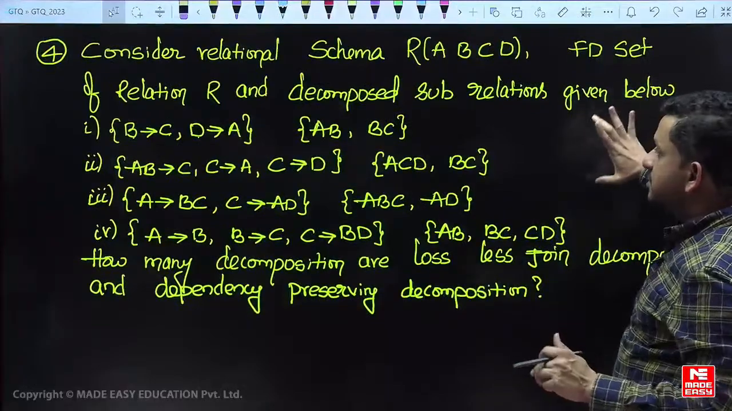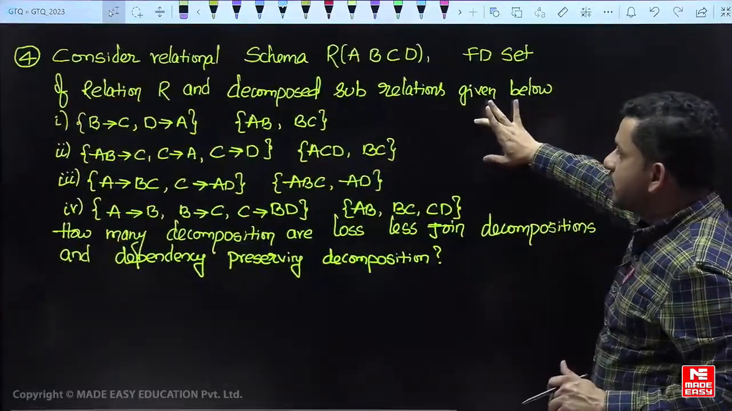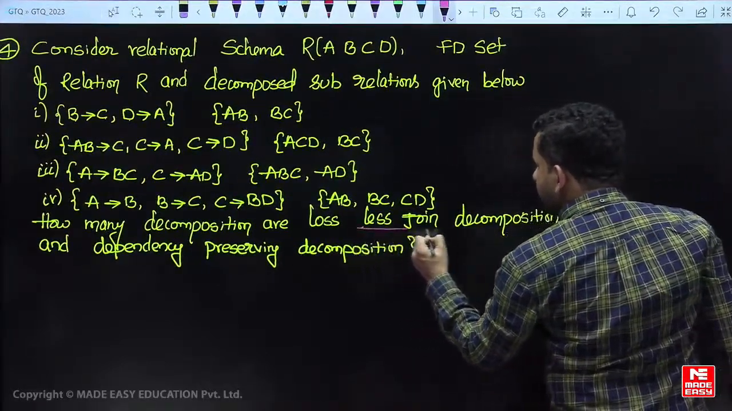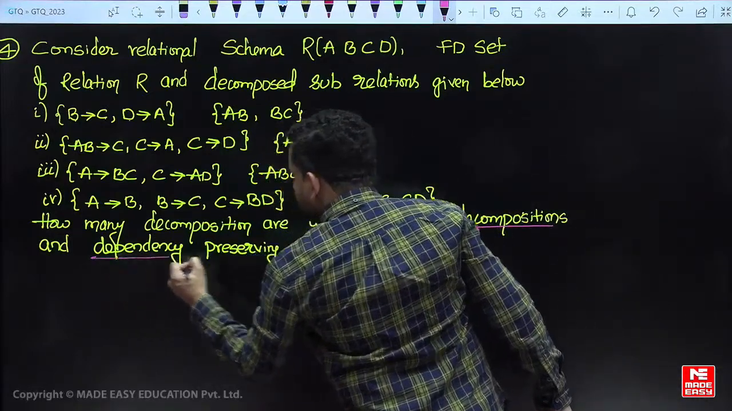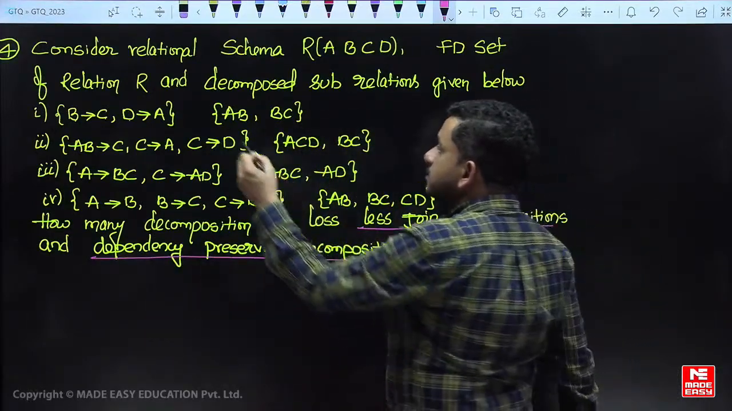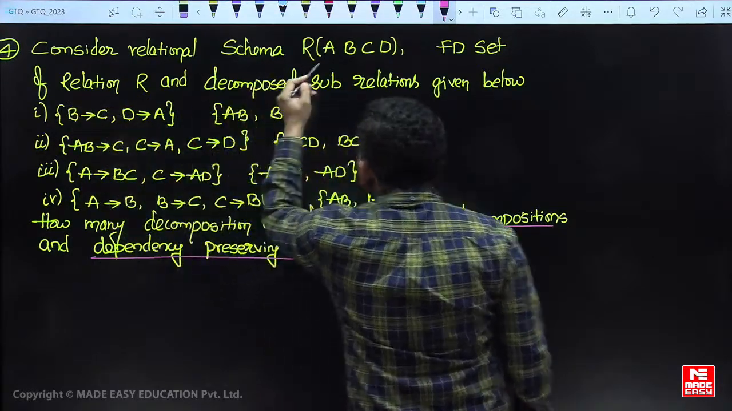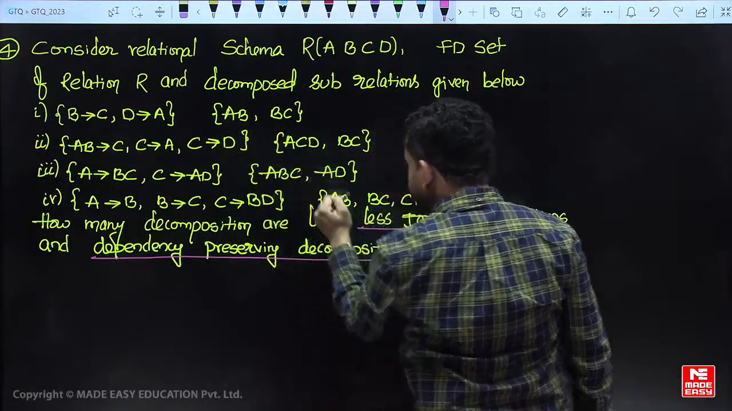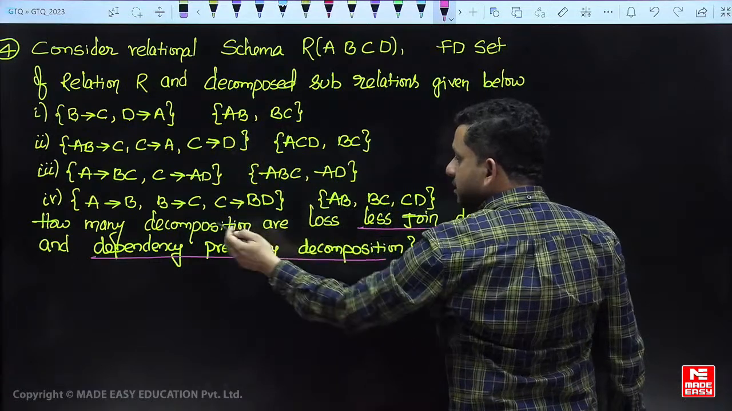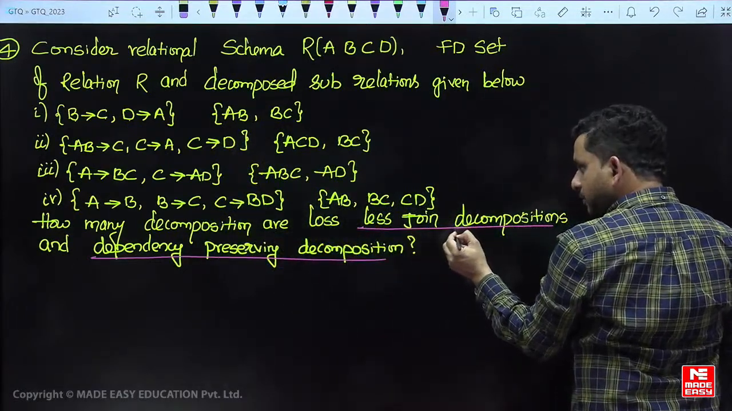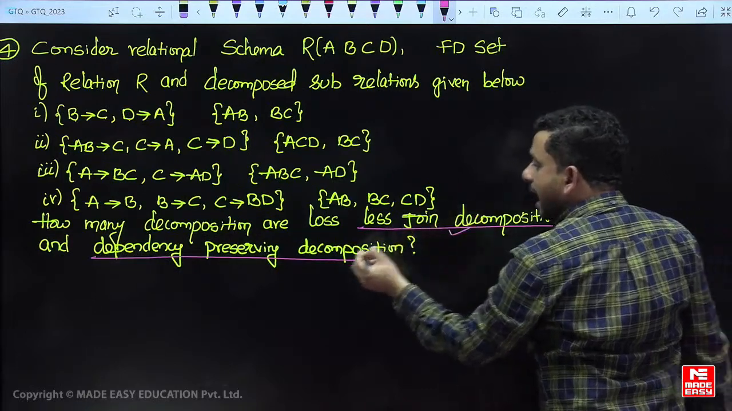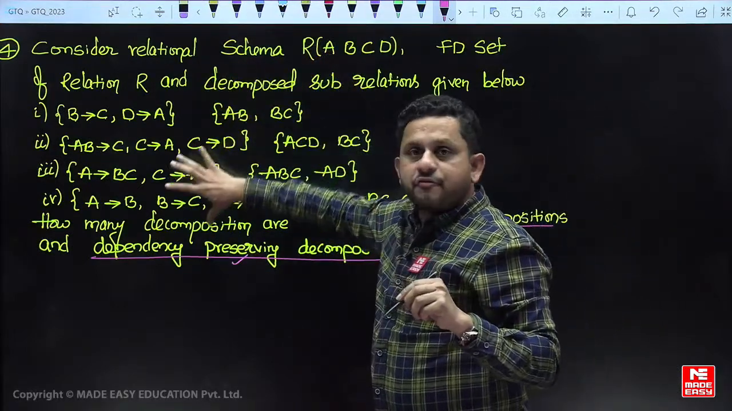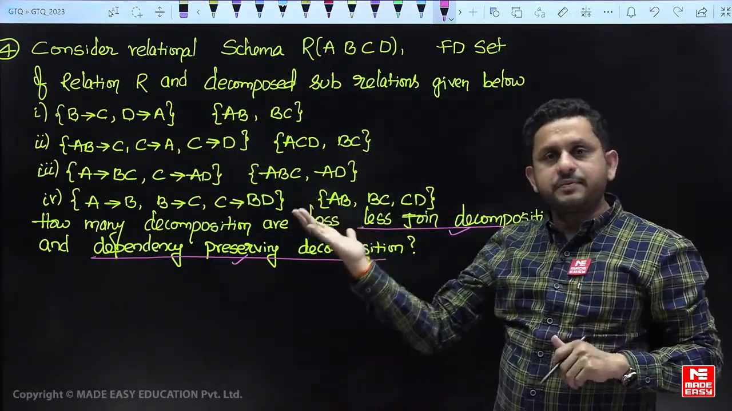Now it is a normalization question. It is one of the standard model questions, you all know. From normalization, lossless join decomposition and dependency preserving decomposition are important things. So 4 FD sets are given for the relation ABCD, and the decomposed subrelations are also given. Out of these 4 FD sets, how many decompositions are lossless join and dependency preserving? Lossless join and dependency preserving means for all 4 decompositions you have to find lossless join and dependency preserving.